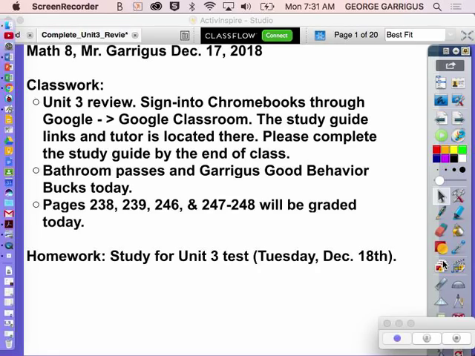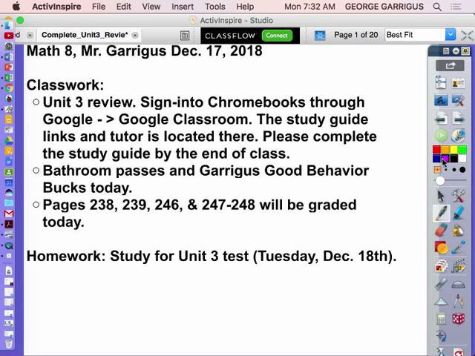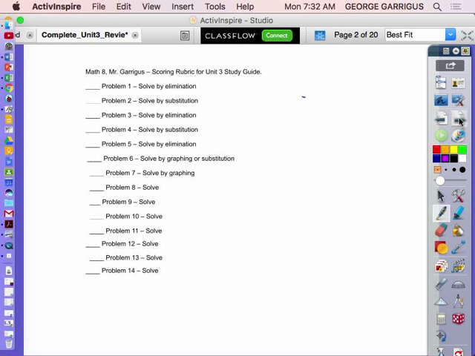Good morning, class. This is the Unit 3 study guide. Today you will go through the study guide and you will take notes and write down the problems and learn how to solve these problems to prepare for tomorrow's test. So today we will be working on the review. You will have a rubric. Please put your name on it and your class period.